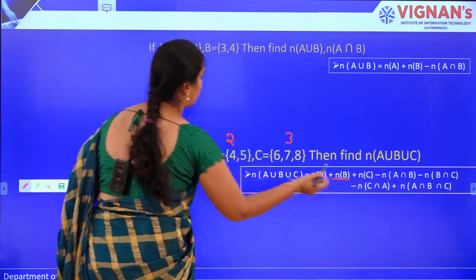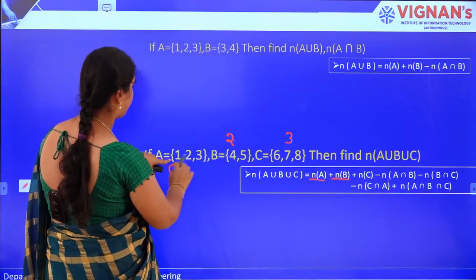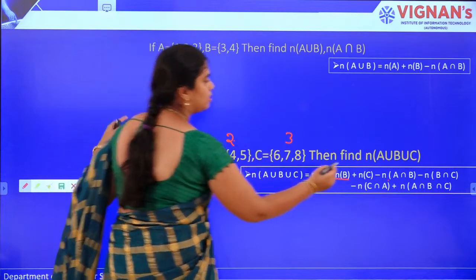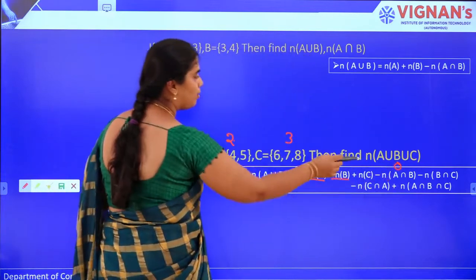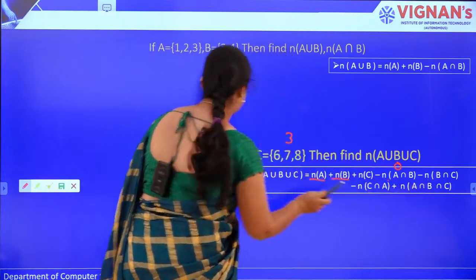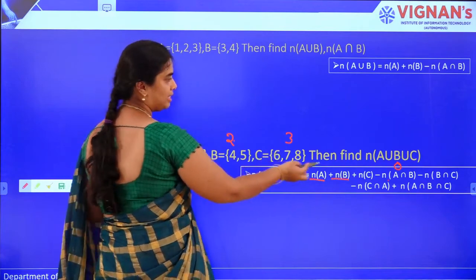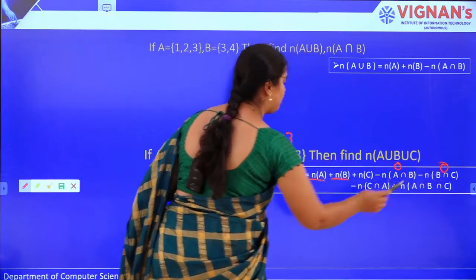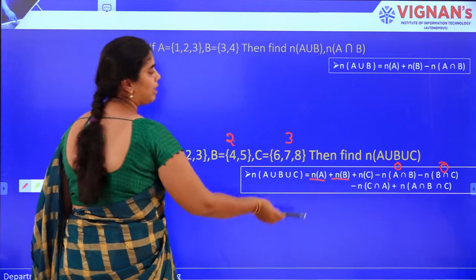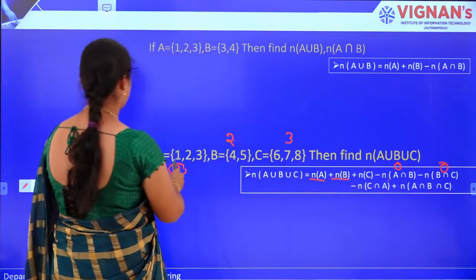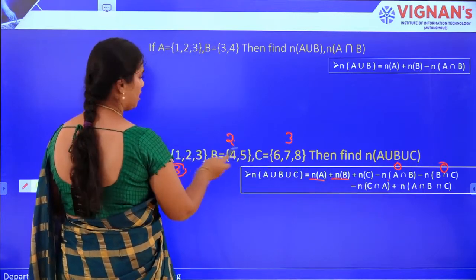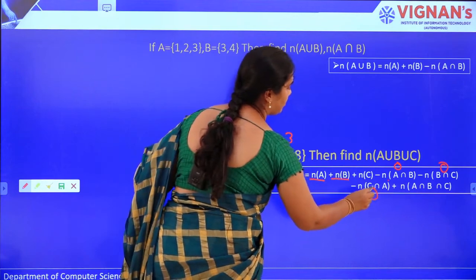N of A intersection B will be how much? The common elements between this and this: null. So this will be 0. And what is the n of B intersection C? B intersection C is also null. So this value also will be 0. And what is the number of elements present in C intersection A? See, this is A and this is C, and this also will be 0.